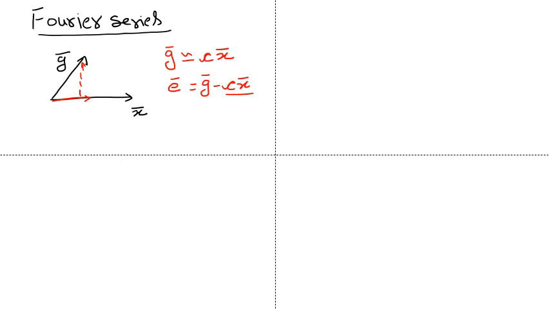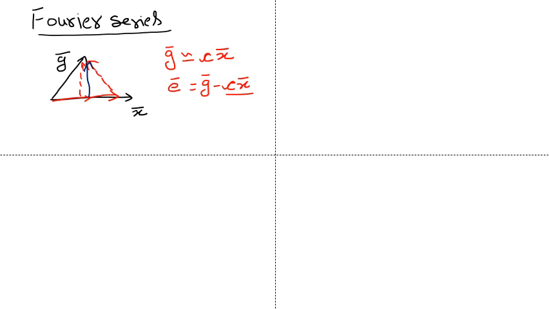Or if you increase the value of c, the cx will be something like this, and in that case your e will be a vector something like this. So in both cases the error vector is high. If you want to minimize the error vector, graphically this error vector should be something like this. If the vector is like this, then the error is minimum.